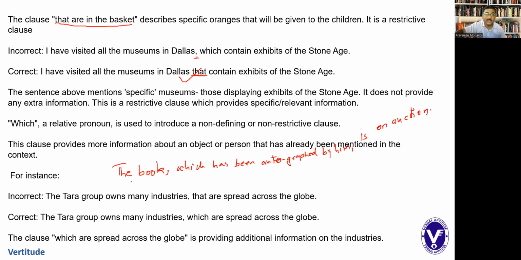यहां पे देखो, the book, फिर यहां पे कॉमा, which has been autographed by him, then again there is a comma here. मैं यहां पे which क्यों यूज किया? Because अगर मैं इस सेंटेंस को बीच से हटा देता हूं फिर भी सेंटेंस is complete. देखो, the book is on auction, सेंटेंस कंप्लीट हो रहा है. सो यानी एडिशनल इंफॉर्मेशन क्या है कि वो बुक जो है वो उसके द्वारा ऑटोग्राफ किया गया है. सो यहां पे हम which लगाते हैं. ठीक है? So that is what it says.